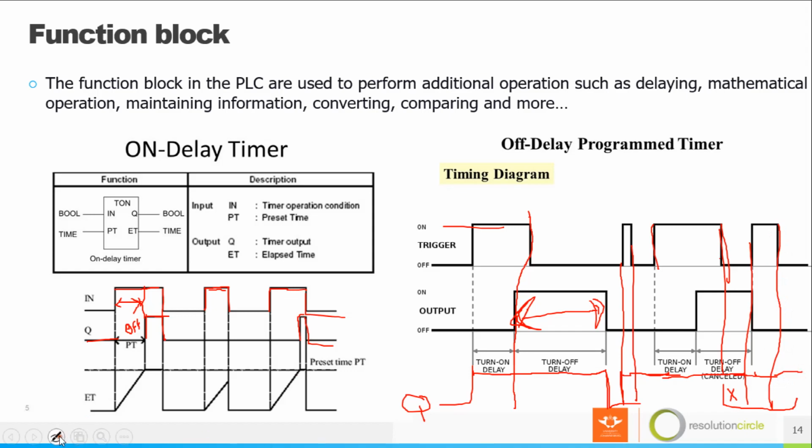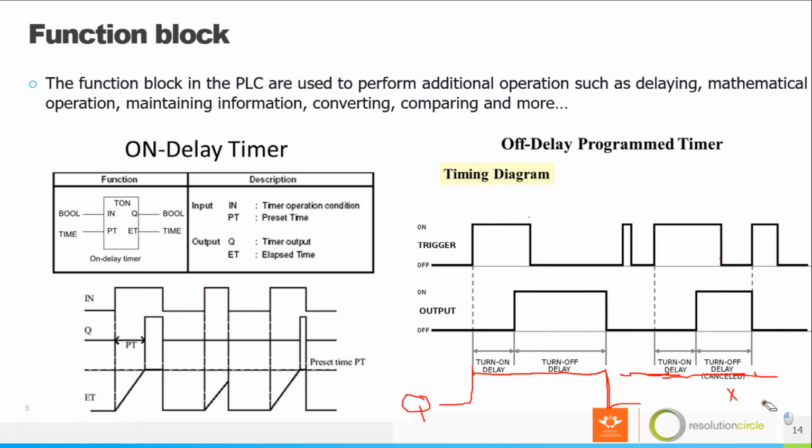I hope it is loud and clear, the difference between your input and your output with your time delays. With a timer on, for your output to be on, there is a delay before your output is on. With the timer off, it is on immediately and turns off after your input is off.